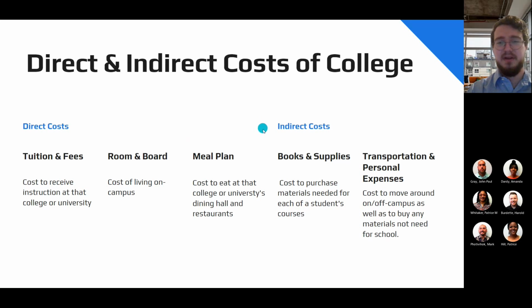Indirect costs, however, are expenses that someone should anticipate incurring if they're going to go to school, but that money earned or the money that is spent, especially in terms of transportation and personal expenses, won't necessarily go to the school. And these last 2 items are usually less often built into the financial aid packages, but some financial aid packages will provide essentially an estimated expense of books and supplies and transportation.